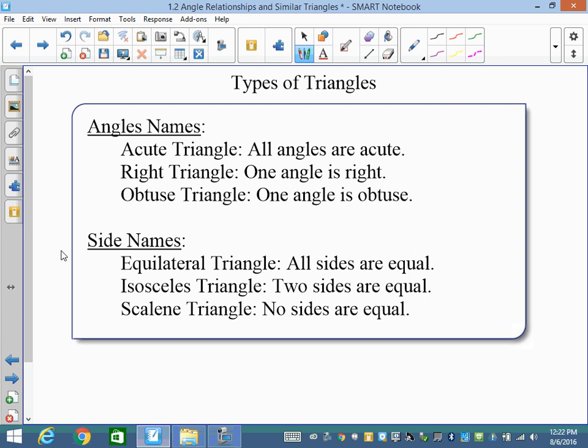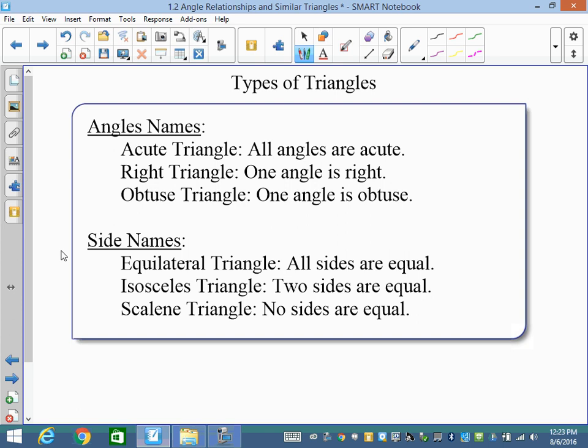Types of triangles. We're going to do the types of triangles, any examples, and then we're going to call it a day. Okay, by angles, the different ones you can have are acute, right, and obtuse triangles. Now remember, an acute triangle means all of the angles are acute, or less than 90. A right triangle is one angle is right, the other two are acute.